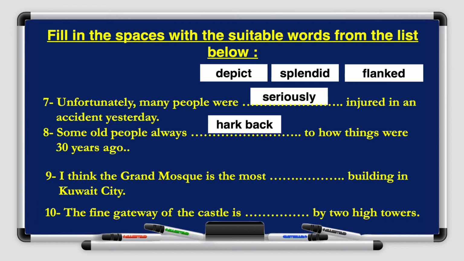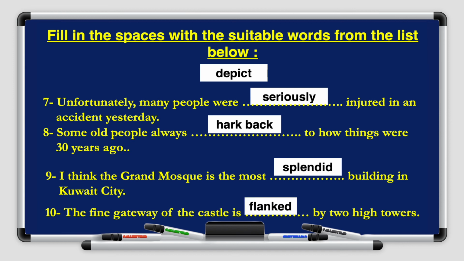Number 9. I think the Grand Mosque is the most blank building in Kuwait. Depict, splendid, or flanked. Of course, it is the most splendid building in Kuwait City. The fine gateway of the castle is blank by 2 high towers. So the gateway, and on the right and on the left, we have 2 high towers. So it is flanked by 2 high towers.